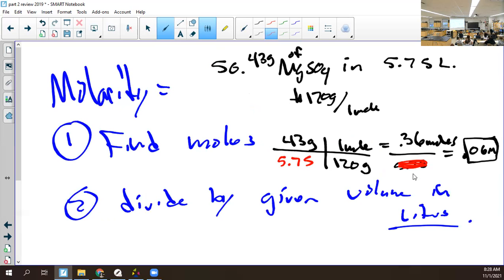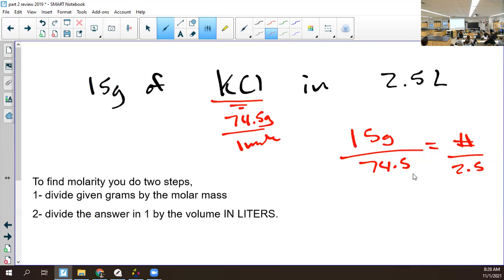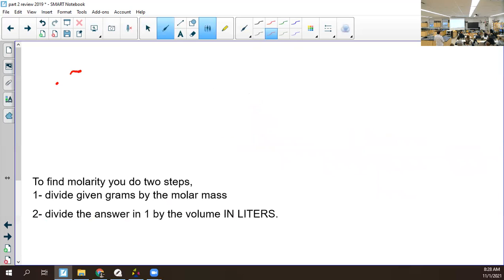Okay, so molarity, I summed it up right here. To find molarity, do 2 steps. Divide the given grams by the molar mass. Divide the answer in number 1 by the volume in liters. So let's look at one more and double check that we're good, and that'd be 52. We have 0.5 grams of NH3 in 55 milliliters. I'm going to tell you right now, the molarity is going to be really small.